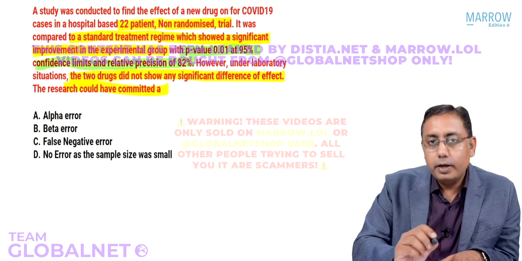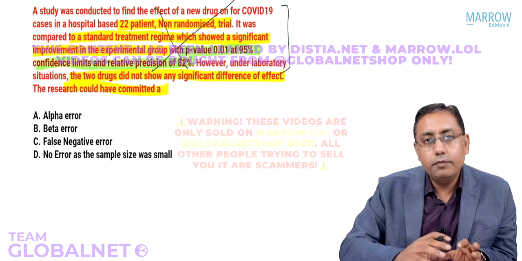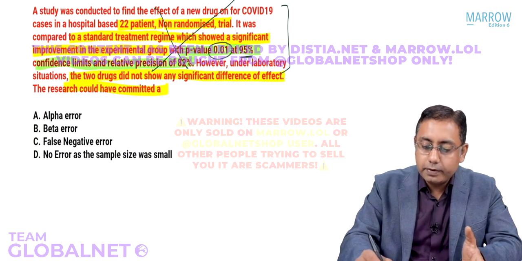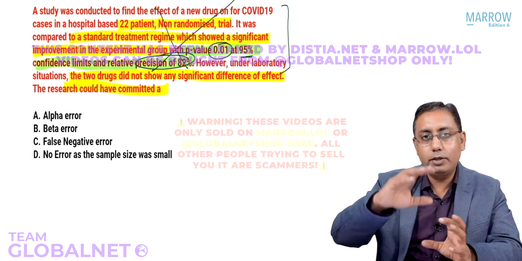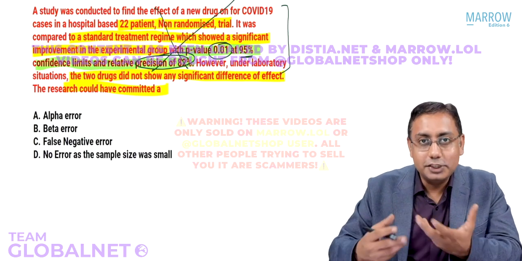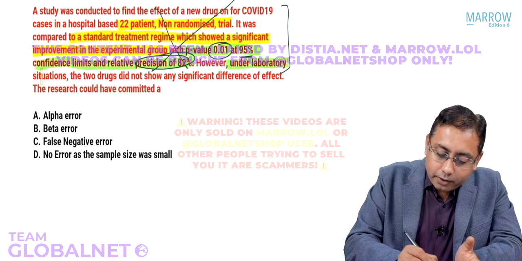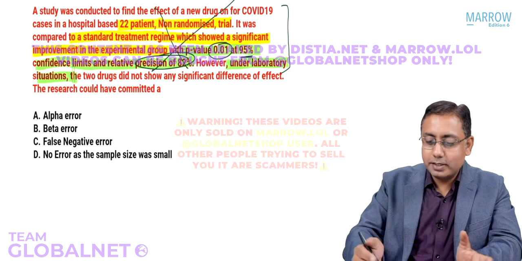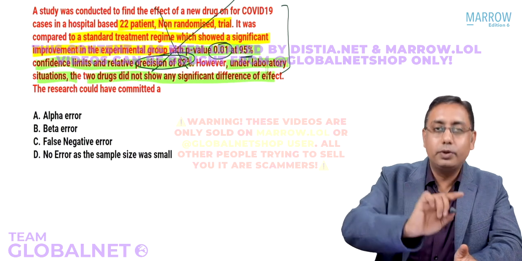See, try understanding over here. The wise student will not look at all this. I can give you tens and thousands of examples. I can make this a 68% confidence limit. I can make this p-value 0.001. I can make relative precision changes. I can make you do 20 somersaults in this MCQ only. But what I cannot change is this: under laboratory situations, a very important line. In fact, the most important line in this whole statement is this: under laboratory conditions, the 2 drugs did not show any difference.